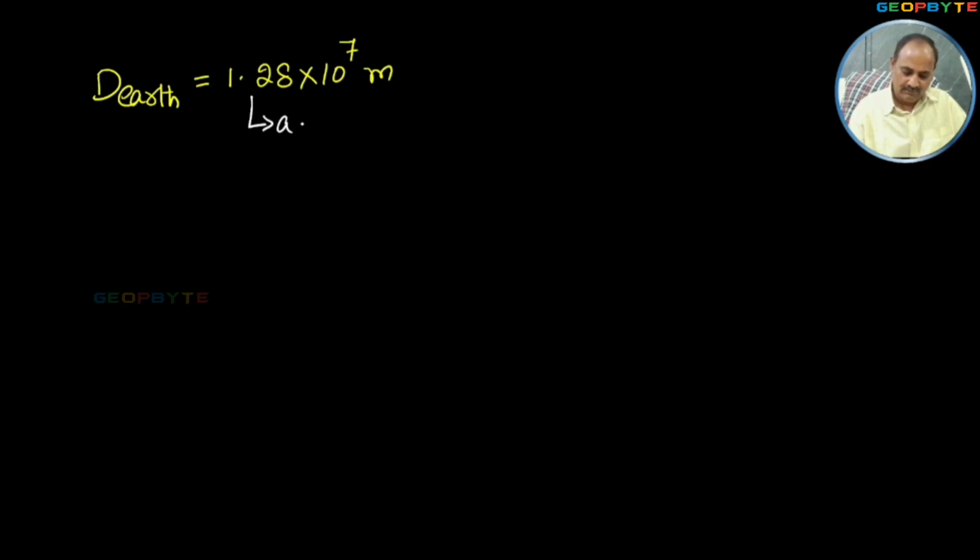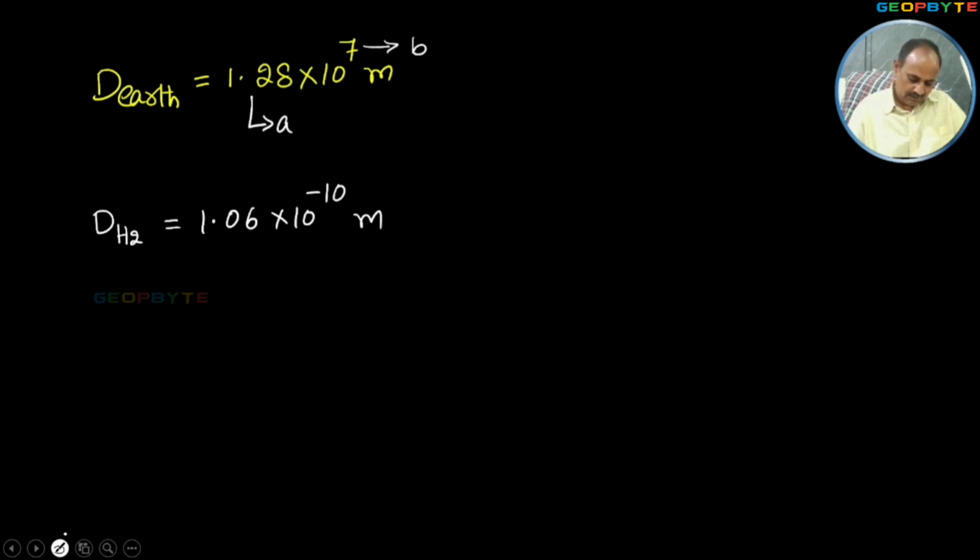For example, what is the diameter of the earth? Approximately 1.28 into 10 power 7 meters. For this particular case, this is the A value and this is the B value. Similarly, the diameter of the hydrogen atom is equal to 1.06 into 10 power minus 10 meters. Here this is the A value and this is the B value.